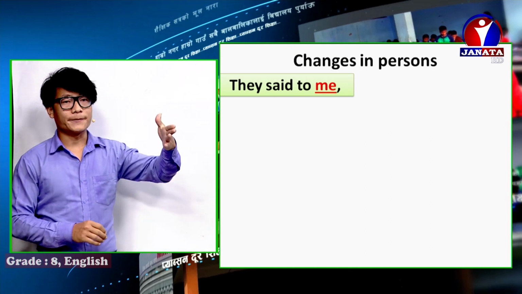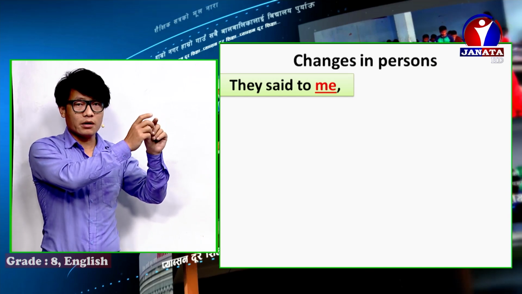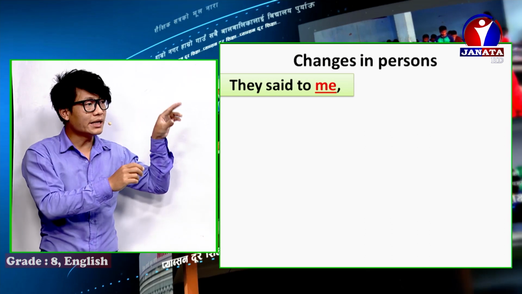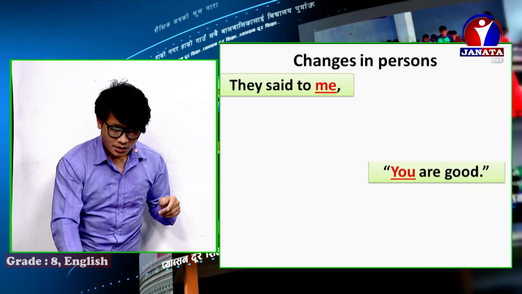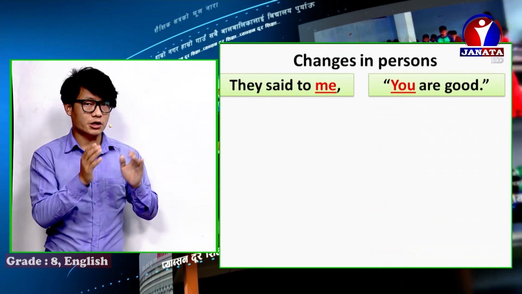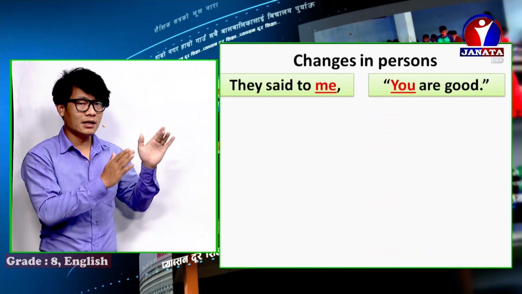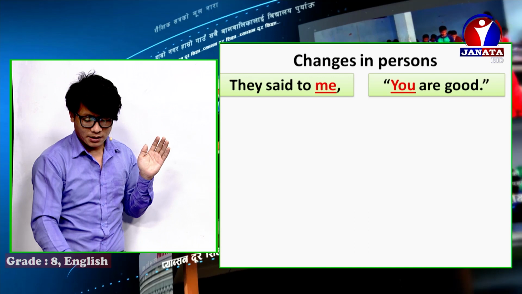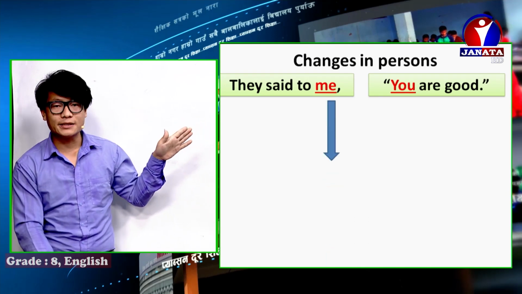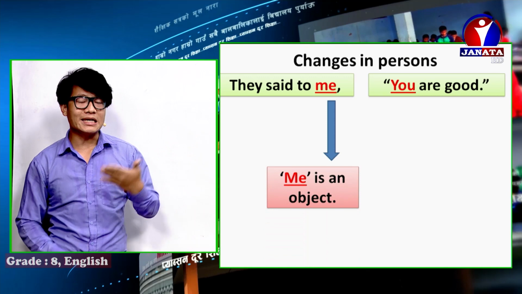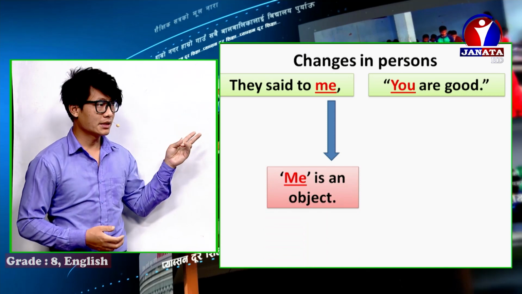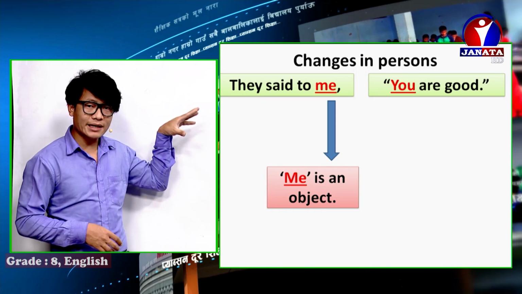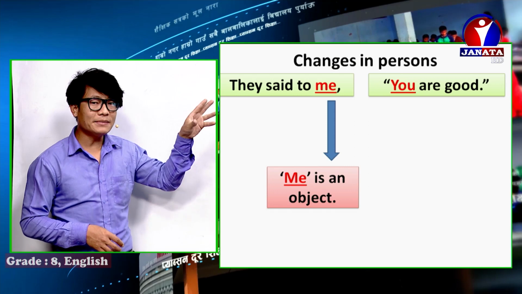"They said to me, you are good." You need to remember the "me", because that has been underlined and is in red color. First of all, the reporting sentence is "they said to me". What is the subject there? "They" is the subject, and what is the object? "Me" is an object. Remember that. "They said to me", "they" is the subject, and "me" is the object.